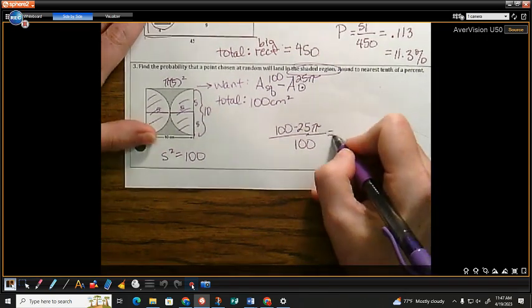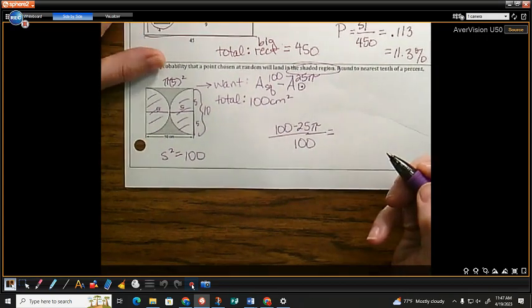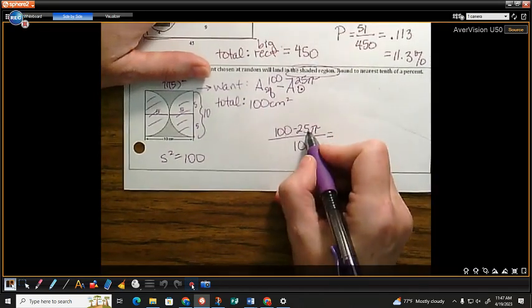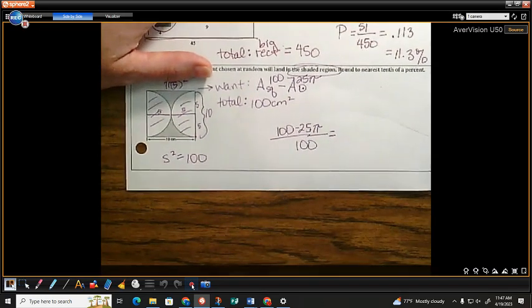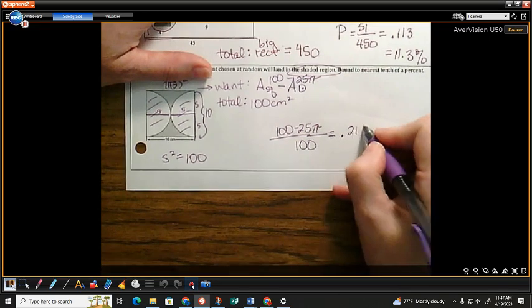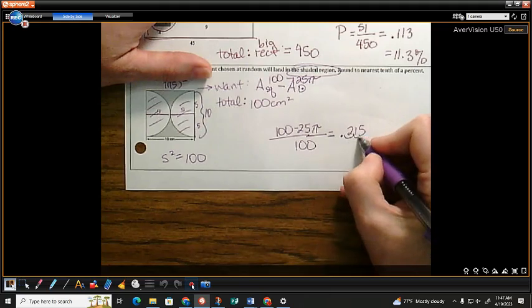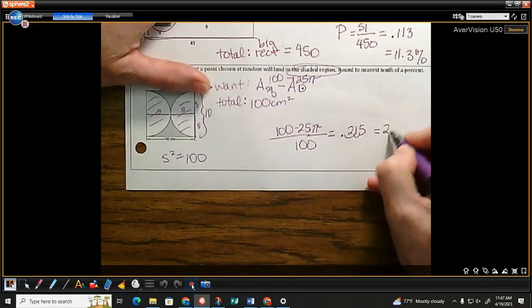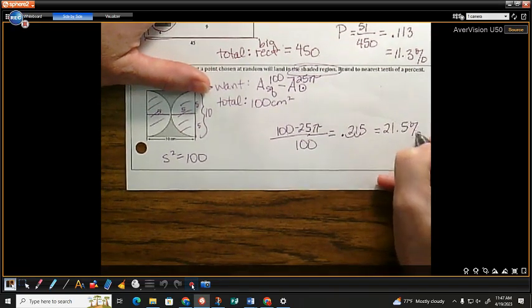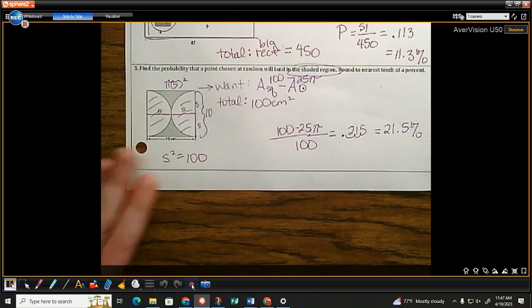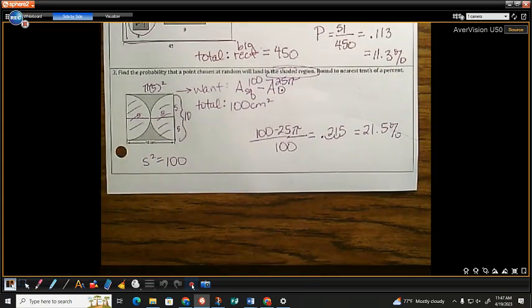Is that really going to be negative? It's just a minus. It shouldn't be negative, because 100 minus 25 pi is going to be like 20-something. 0.215 and so on. Which, when you move your decimal over, becomes 21.5%. Y'all can check me with a calculator. That is correct.